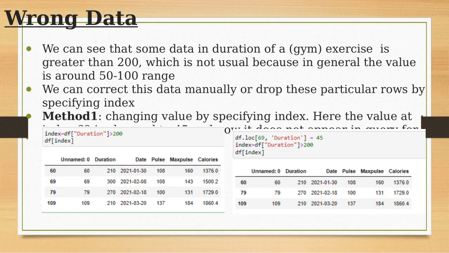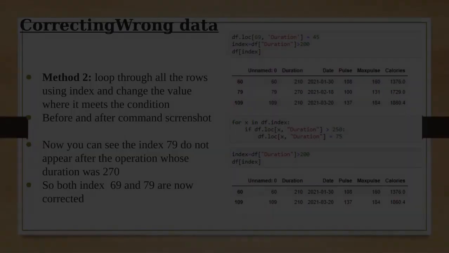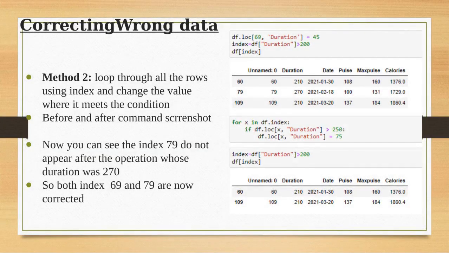Sometimes, if the correct value is unknown, we may remove the row, replace it with the mean or median, or investigate the original data source before making changes. The goal of data cleaning is not only to remove errors, but also to ensure that the dataset accurately represents real-world conditions. In the previous slide, we corrected a single incorrect value manually using the loc function. While this approach works for 1 or 2 records, it becomes inefficient when a dataset contains many incorrect values.